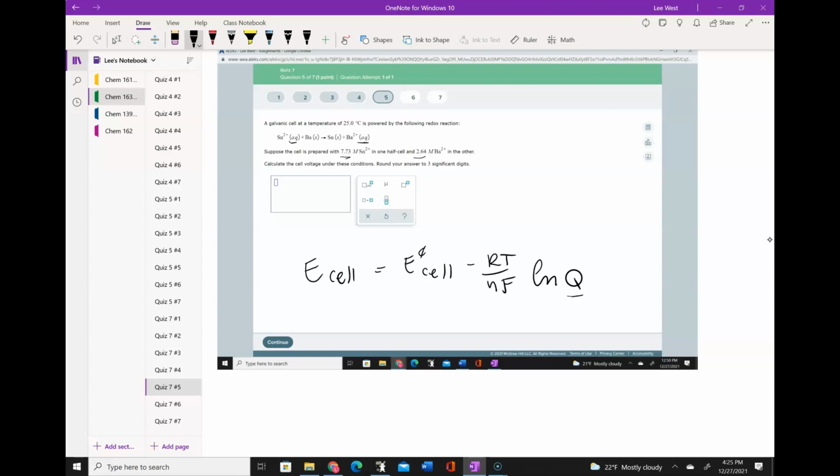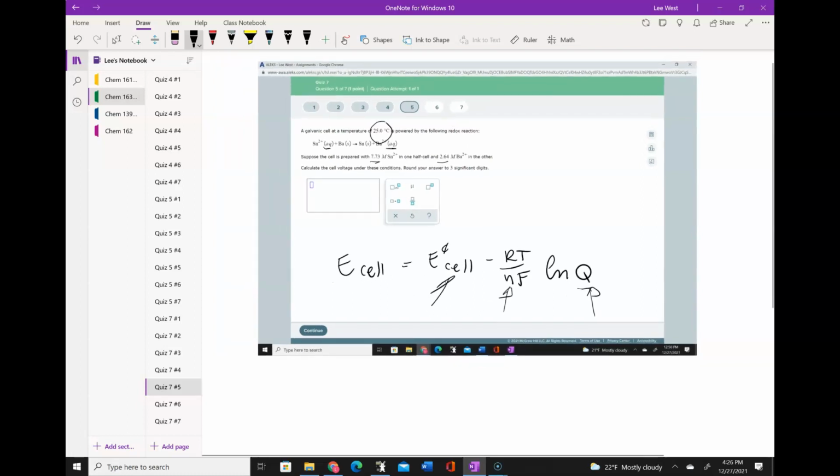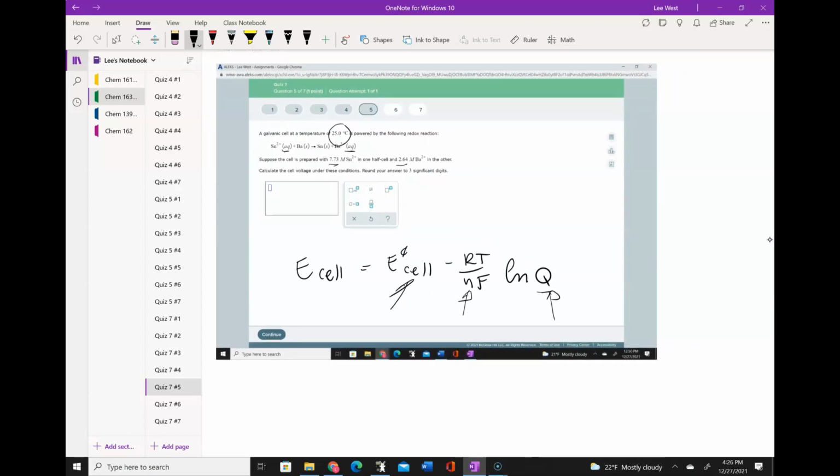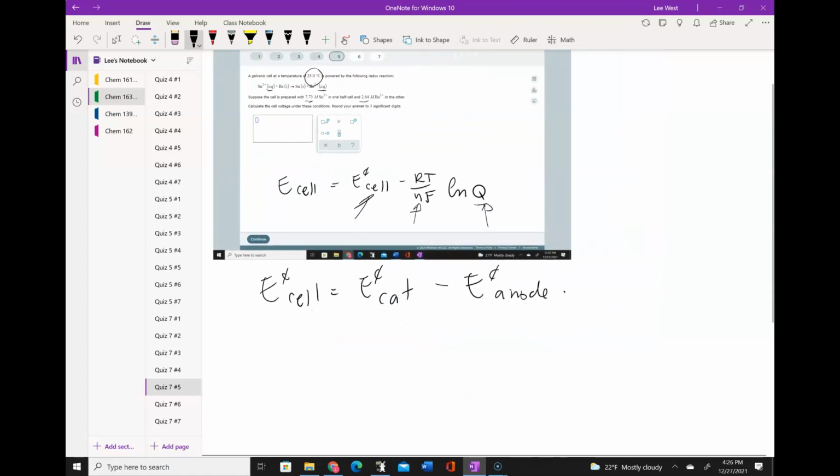We've got the temperature. It said it was 25 degrees, so that's standard temperature. We'll need to figure out N, the number of electrons that are transferred. F is the Faraday constant. Q is the reaction quotient, and then we'll also need the standard cell potential. The standard cell potential is the standard reduction potential of the cathode minus the standard reduction potential of the anode. This is not in acidic or basic conditions, so that makes it easier.